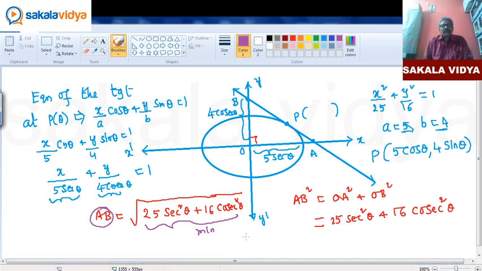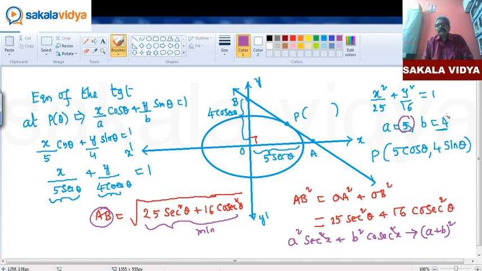So the minimum of this one is given by a formula you remember: the minimum value of a square secant square x plus b square cosecant square x is a plus b whole square. Here a square is equal to 25, so a is 5, and b is 4.